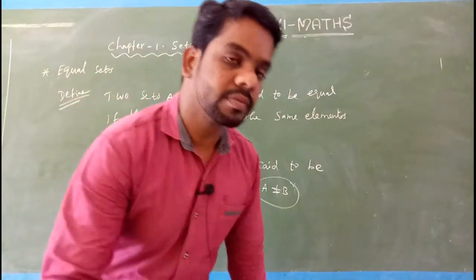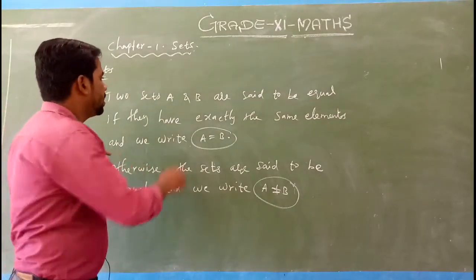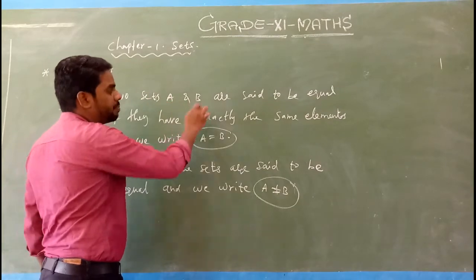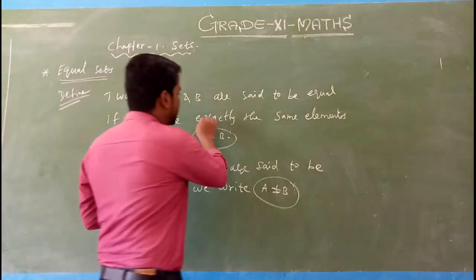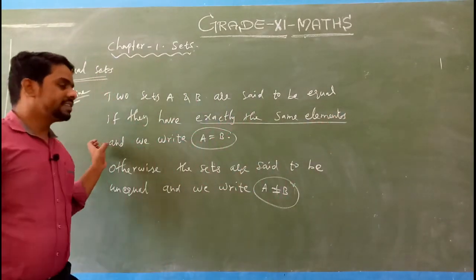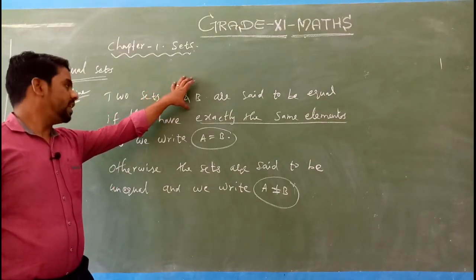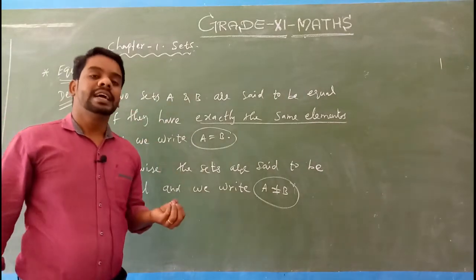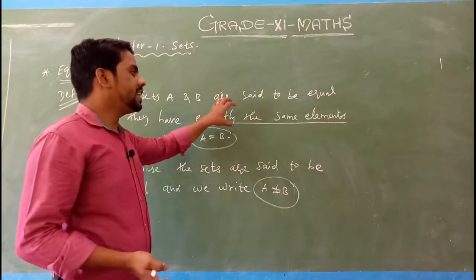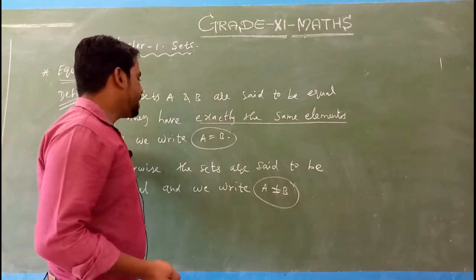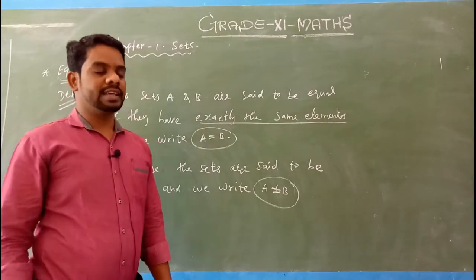So, students, the definition of equal sets: two sets A and B are said to be equal if they have exactly the same elements, and we write A equal to B. Otherwise, the sets are said to be unequal, and we write A is not equal to B.